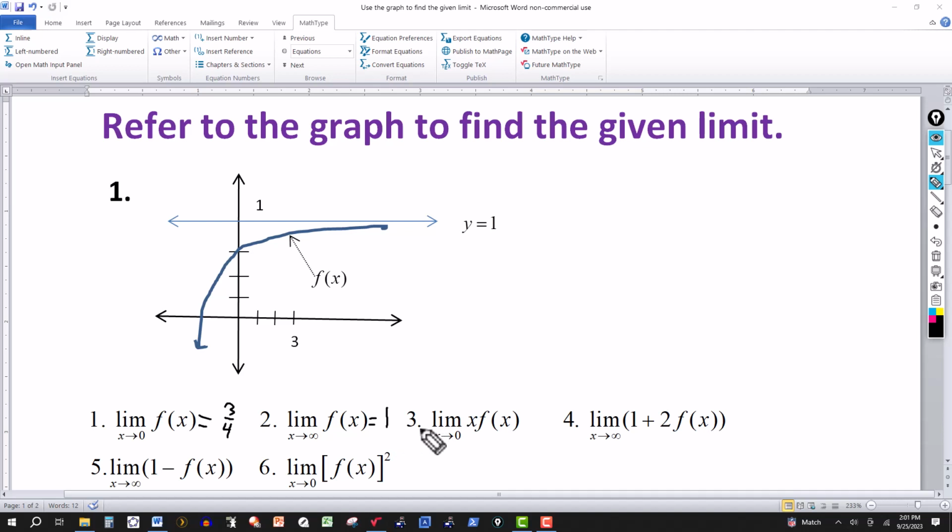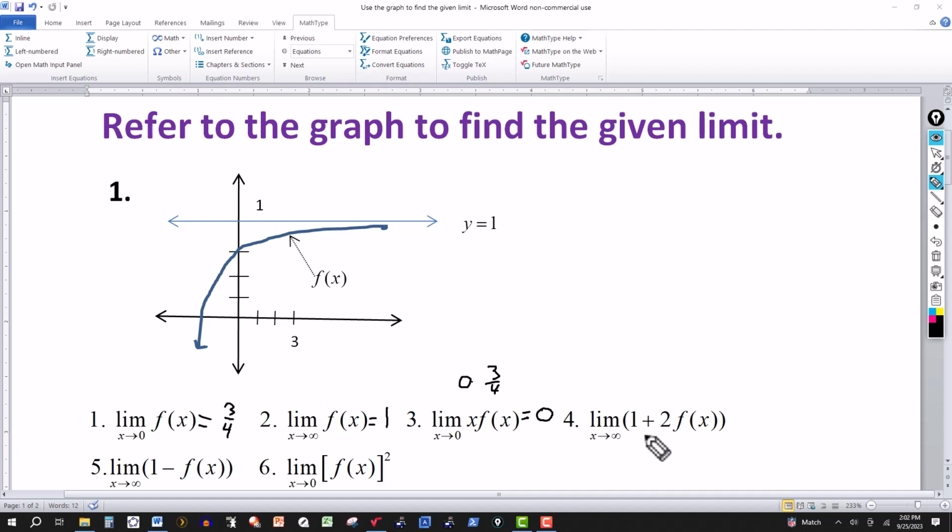Now for number 3, we have the limit as x goes to 0 of x times the function f of x. So as x goes to 0, we can say, well, this function here goes to this point right here. Then you have a product here. So this would be 3/4, and then the x itself approaches 0. So you get 0 times 3/4 gives me 0.